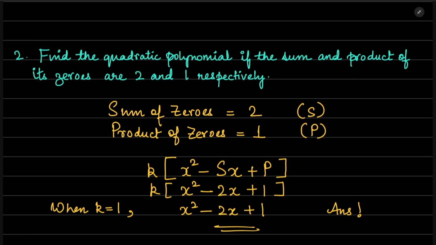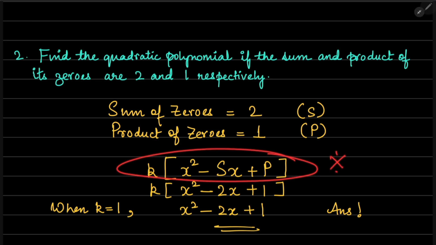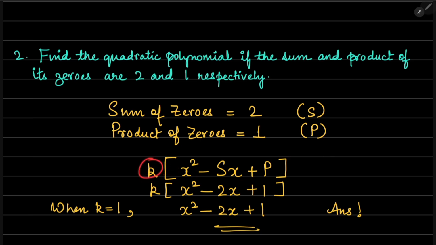So please remember this particular formula. Okay, this is very important. You have to remember it. Whenever you know the sum of zeros and the product of zeros, just plug it in this formula: k multiplied by, k is just a constant, x square minus sx plus p. Make a note of it and please do remember it. Let's move on to the next question.